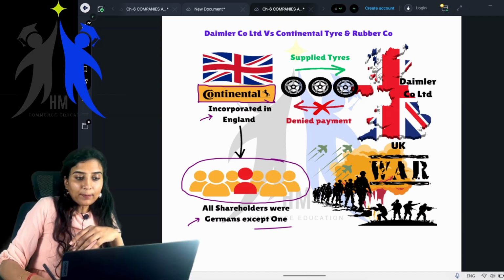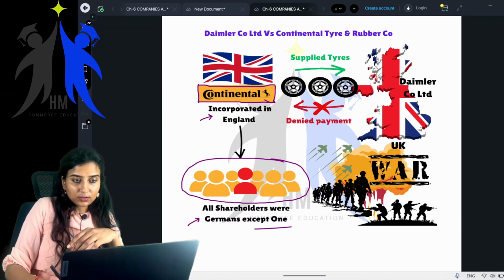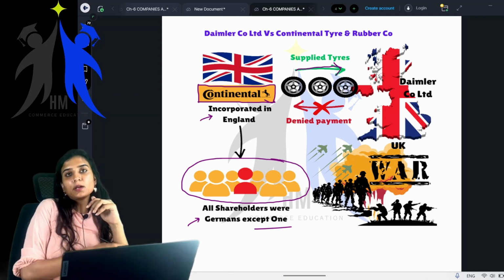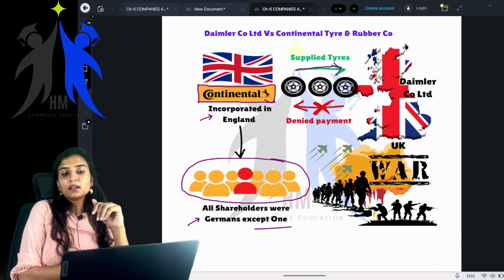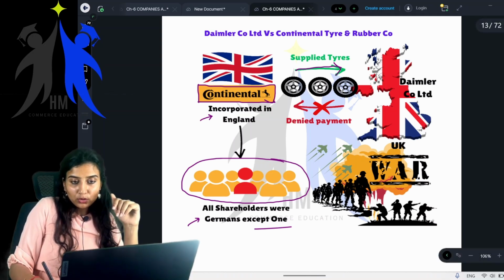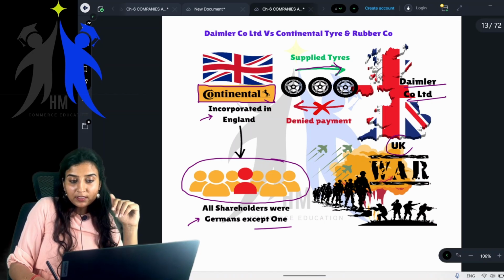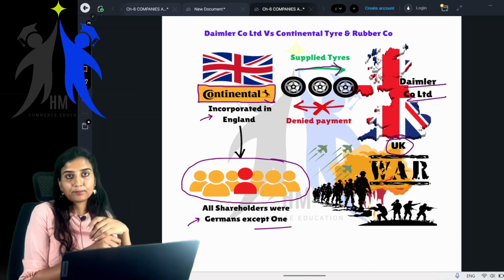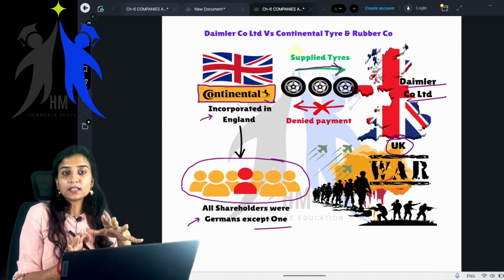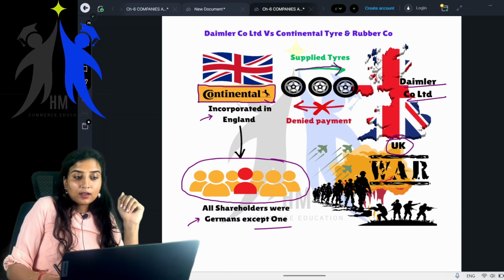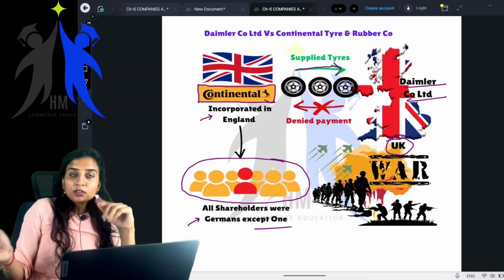Now, what happened was this Continental Tire and Rubber Company supplied tires to Daimler Company. Where is this Daimler Company located, ma'am? This is located in the UK. Daimler Company is basically a UK company. Continental supplied tires to Daimler Company.